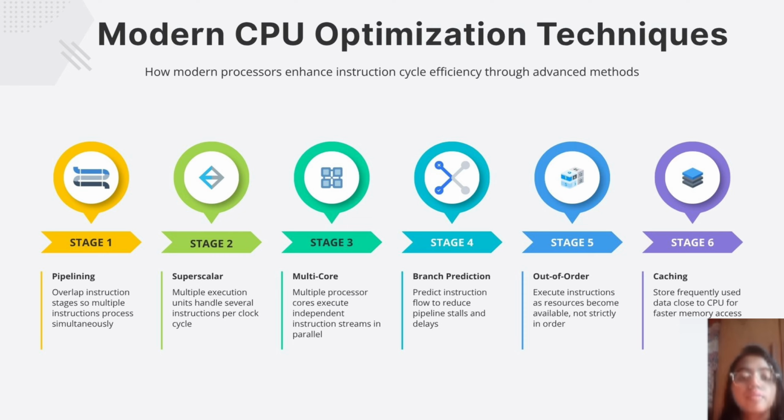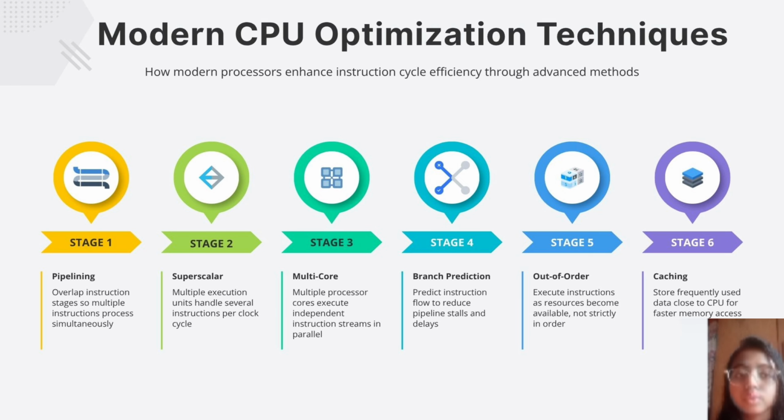Today my presentation part is modern CPU optimization techniques. There are several techniques such as pipelining, superscalar, multi-core, branch prediction, out of order, and caching. Pipelining overlaps instruction stages, so multiple instructions are processed simultaneously. Technique 2 is superscalar, so basically multiple execution units handle several instructions per clock cycle.